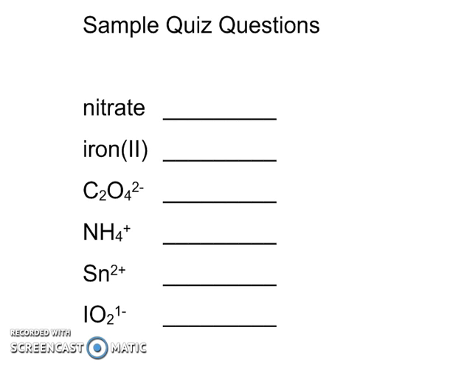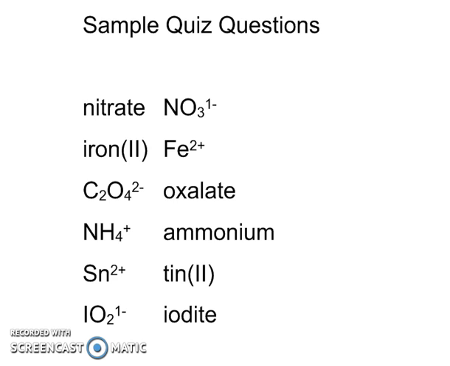But the answers are: for nitrate it's NO3 1-. For iron Roman numeral 2 it's Fe2 plus. C2O4 2- is oxalate. NH4 plus is ammonium. And then Sn2 plus is tin Roman numeral 2. And IO2 1- is iodite.